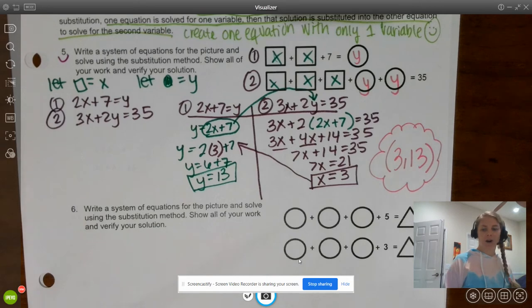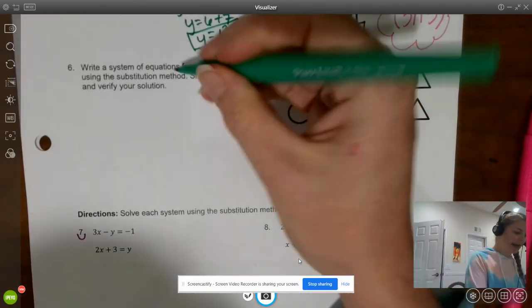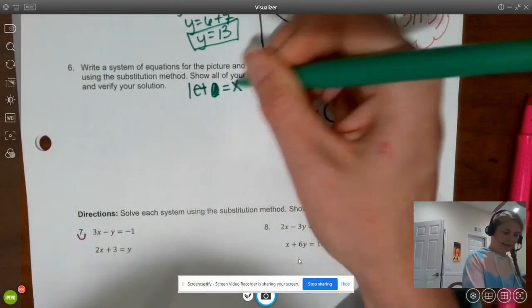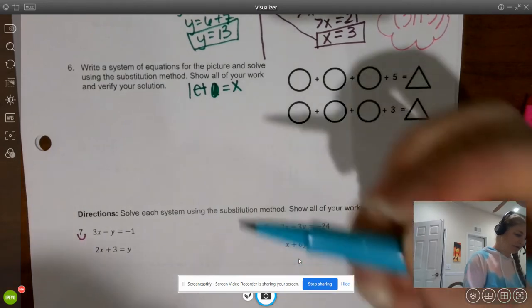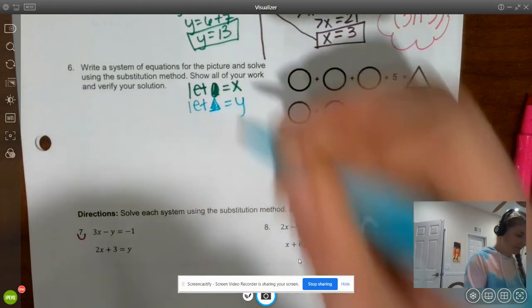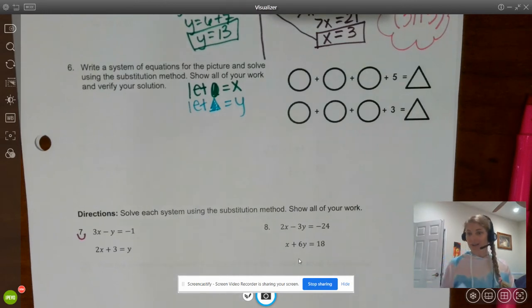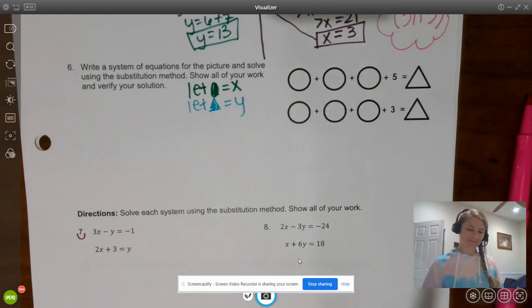Okay, so for our next system, what we're going to do is we're going to let circle equal x, and we're going to let y be our triangle. Let our triangle equal y. Okay, so why don't you go ahead and finish 6, and we'll go over the answer together. Pause the video, and we'll go over number 6 when you're done.